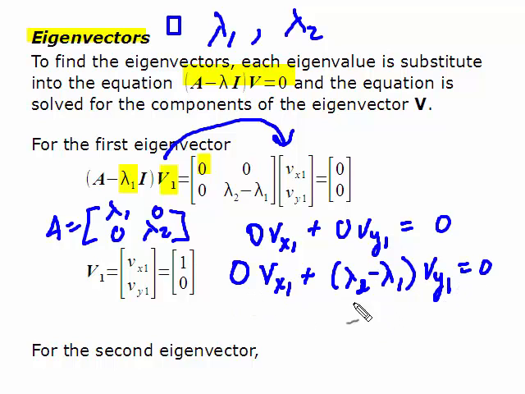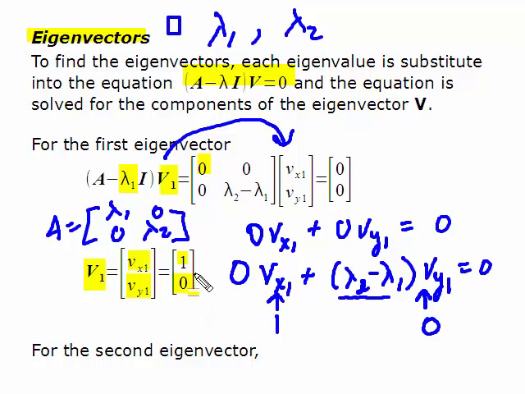Okay, this is not 0, so this has to be 0. So Vy1 has to be 0. Vx1 can be anything because it's going to be multiplied by 0. So since it's going to be anything, you always pick the simplest anything. 0 is not going to be too helpful, so we'll pick 1. And so here's the first eigenvector. We let Vx1 be 1. It could be anything it wants, so we always pick 1 when it can be anything. And the y component has to be 0.